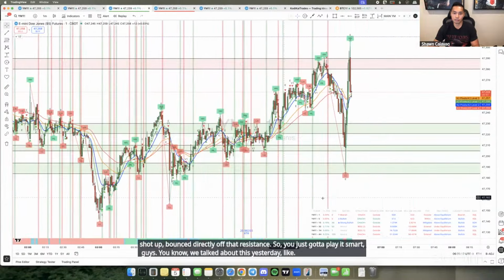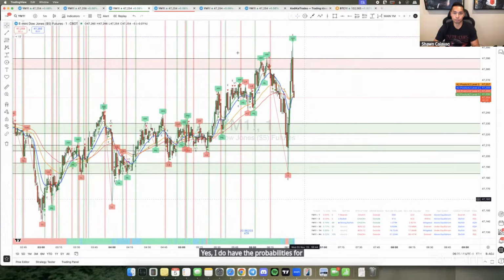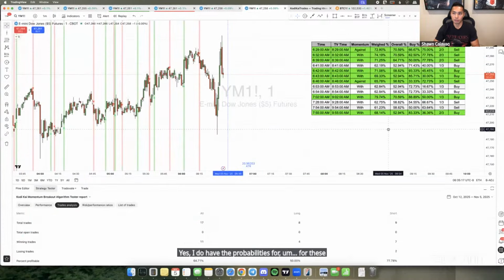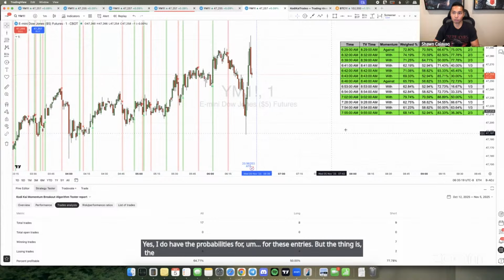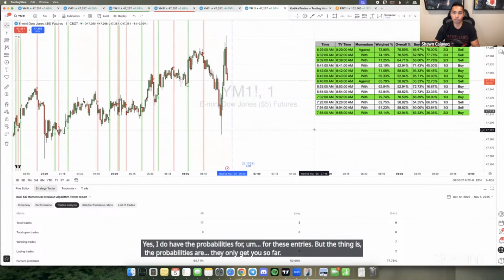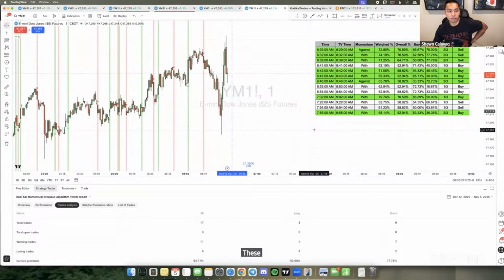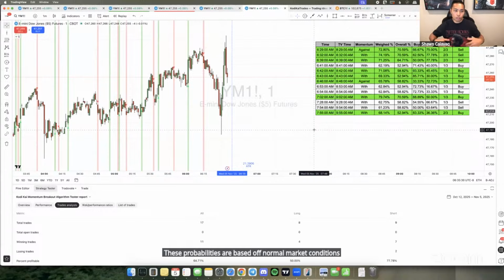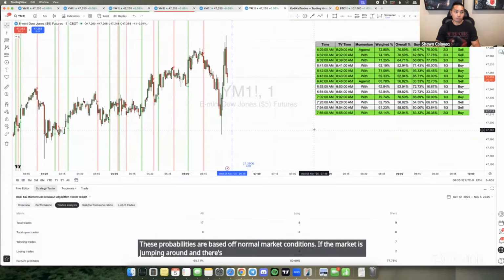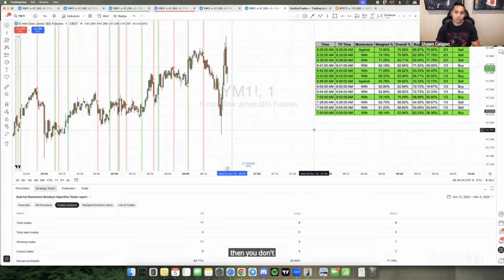Yes, I do have the probabilities for these entries, but the probabilities only get you so far, right? You still have to use your own discretion to understand when to sit out of the market and when to jump in, because the main thing with this is that these probabilities are based off normal market conditions. If the market is jumping around and there's so much volatility on both ends, then you don't want to jump in because your stop loss is super tight, right?